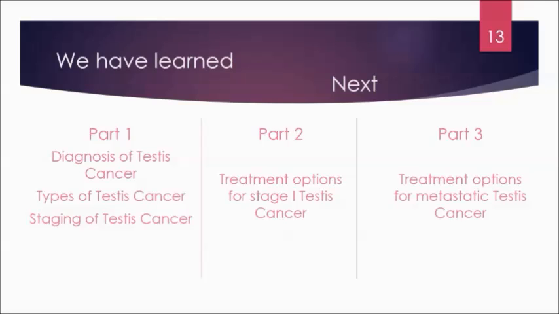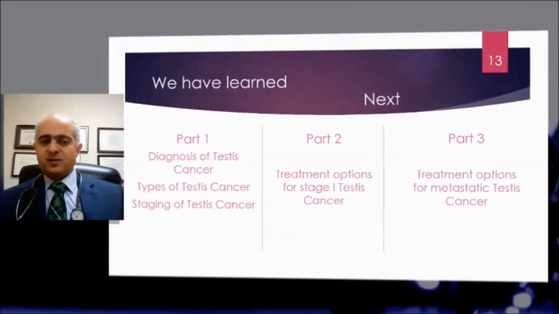All right, so far we have learned in part 1 the diagnosis of testis cancer. We have learned the different types of testicular cancer and the staging of testicular cancer. In part 2, we will go ahead and cover the treatment option for stage 1 testis cancer. And then in part 3, we will go over the treatment option for metastatic testicular cancer.